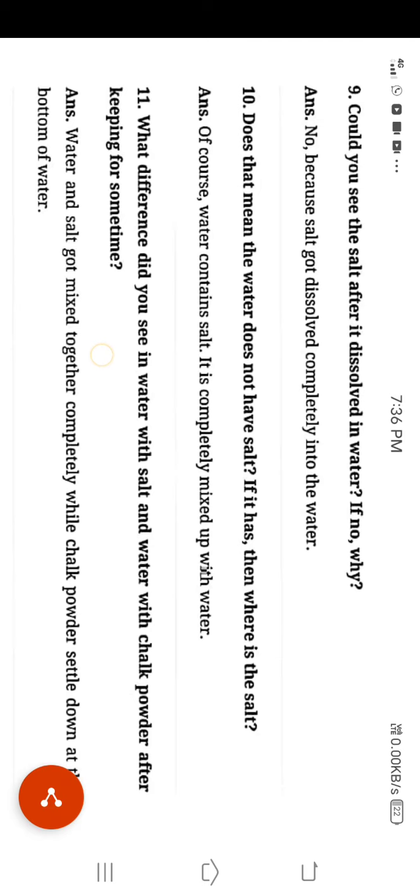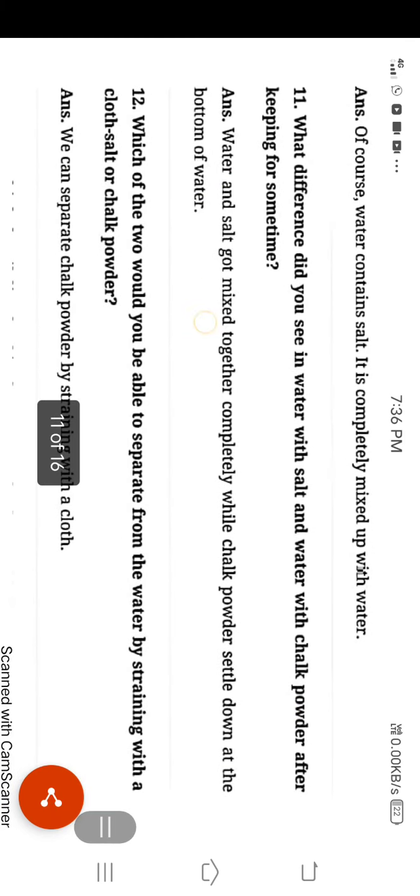What differences did you see in the water with salt and water with chalk powder after keeping for some time? The answer is, water and salt got mixed together completely, while chalk powder settled down at the bottom of the water. Last question, which of the two would you be able to separate from the water by straining with a cloth, salt or chalk powder? You can answer, we can separate chalk powder by straining with a cloth.